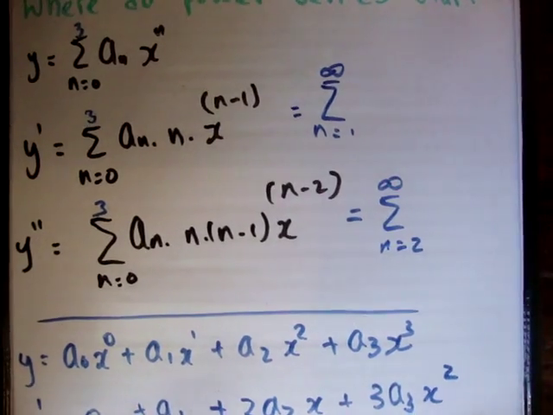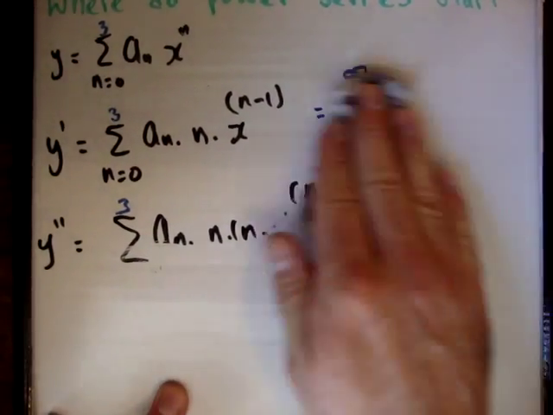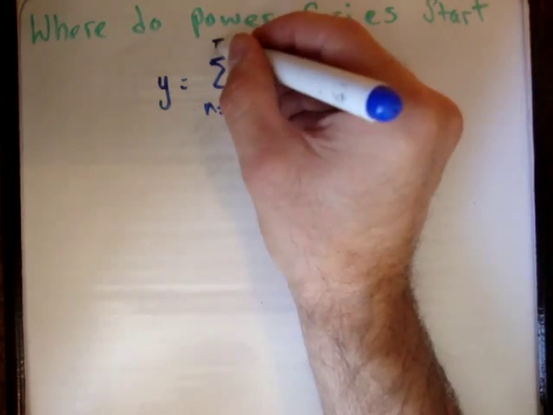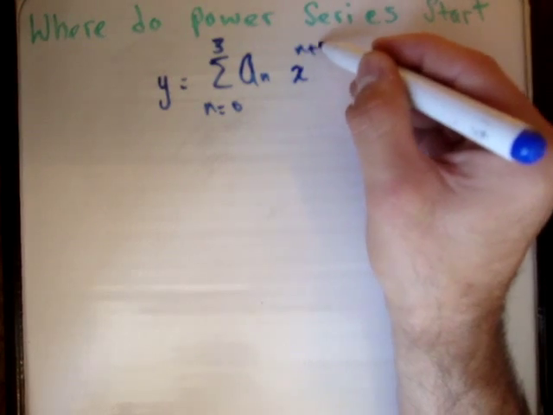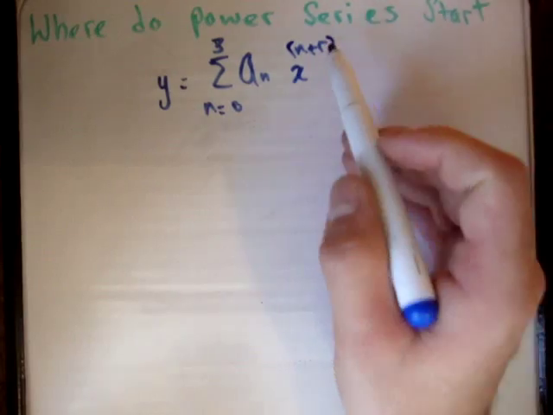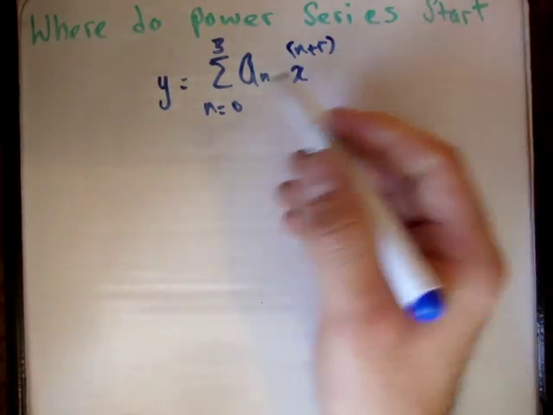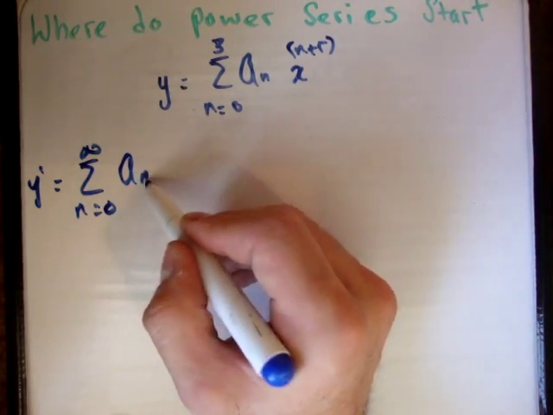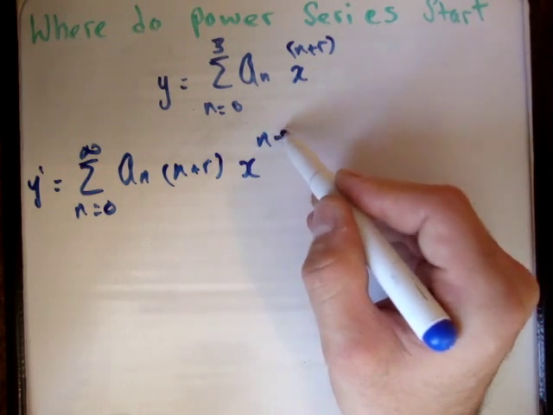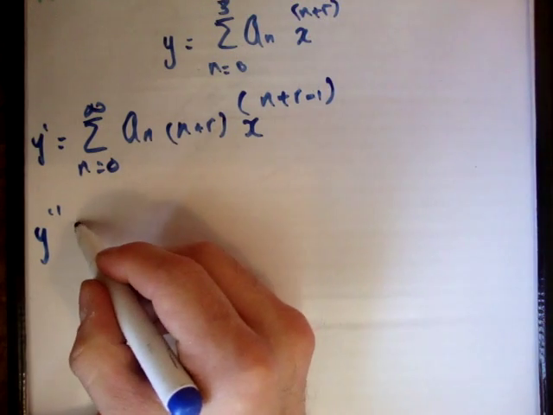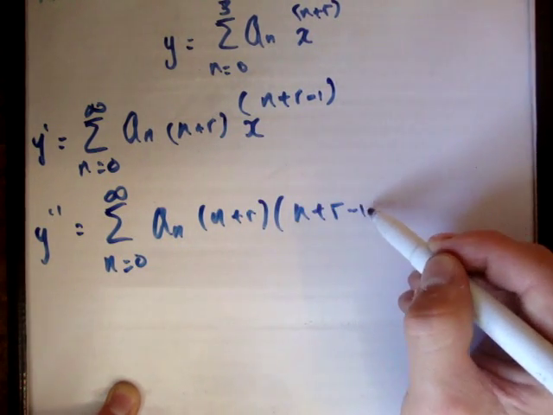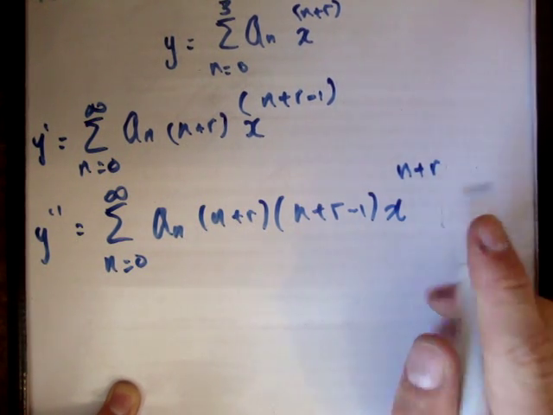Now the other thing I'd like to say is that you don't always have a power series of that form. So for example, if you have a power series like this, y is equal to the sum from n is equal to 0 to infinity of a sub n x to the n plus r. Let's differentiate that. And look, r is just a number, a constant, not a function of x, but it's still something in the power. So y prime becomes the sum from n is equal to 0 to infinity of a sub n times n plus r times x to the n plus r minus 1. Similarly, y double prime becomes the sum from n is equal to 0 to infinity of a sub n times n plus r times n plus r minus 1 times x to the n plus r minus 2.